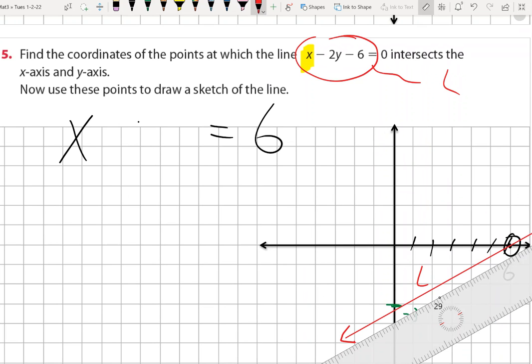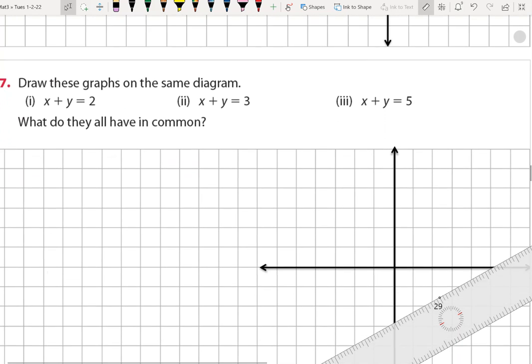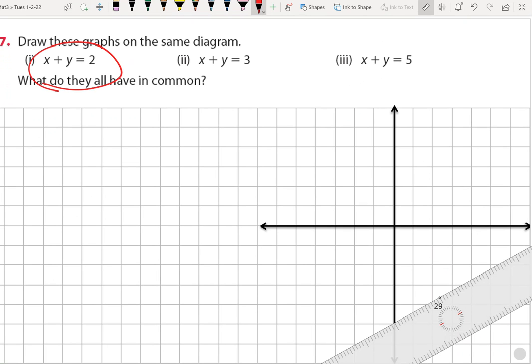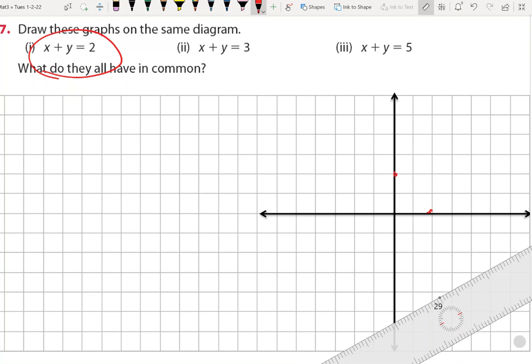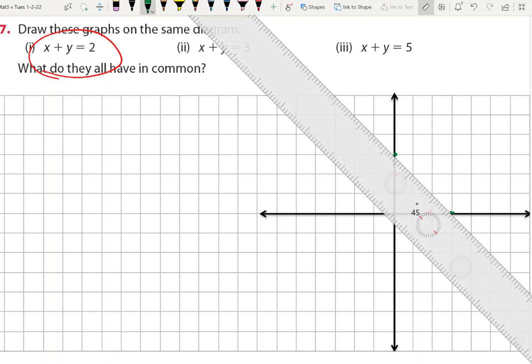Okay, on we go to 6. Draw these. Okay, so x is 2, y is 2 using cover up. 2, 2. Okay, and then 3, 3. Give a green line there. We notice that x plus y is 45 degrees down as discussed in class. Didn't really do well there now, did I?